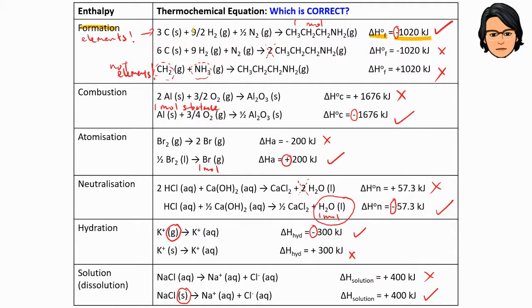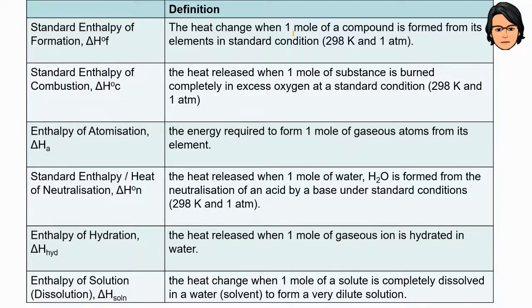Now let's look at my question here. Which is correct? We have 3 thermochemical equations here. The requirement is formation. So if formation, it must be from elements, and then the product must be 1 mole. Let's look at the definition. The heat change when 1 mole of compound is formed from its elements in standard condition.